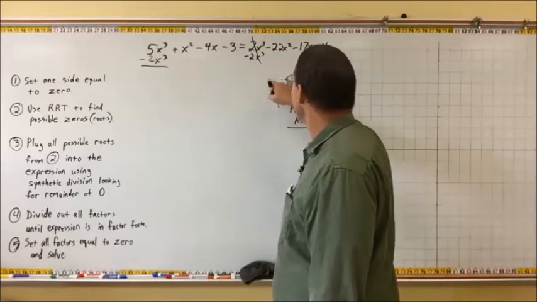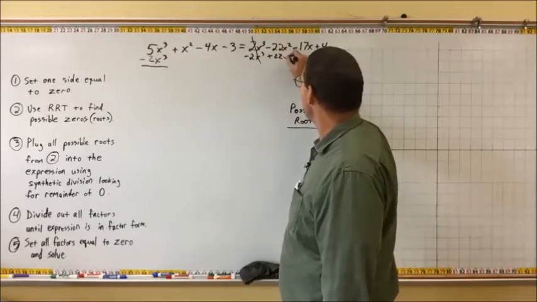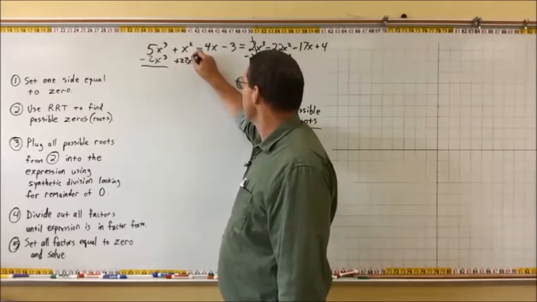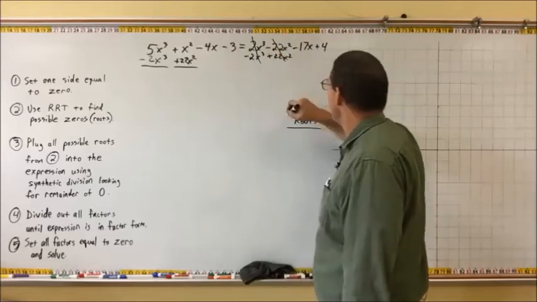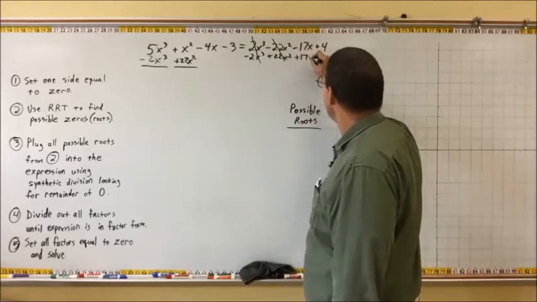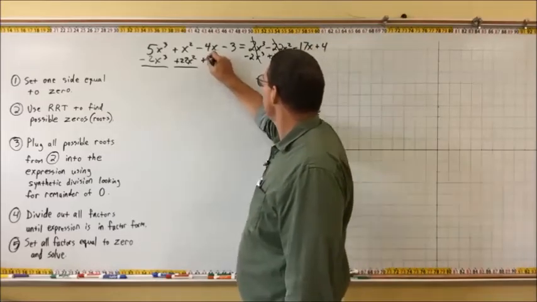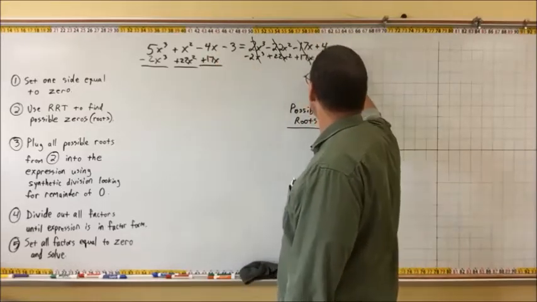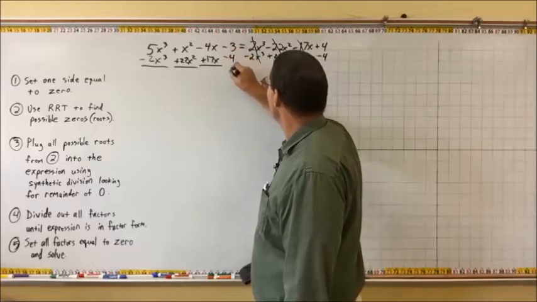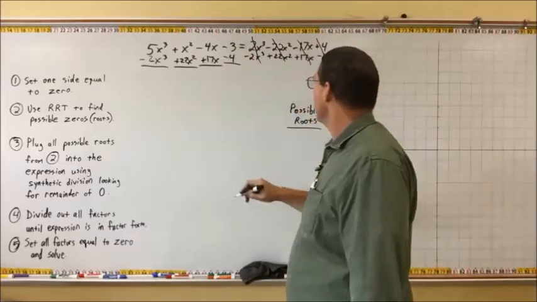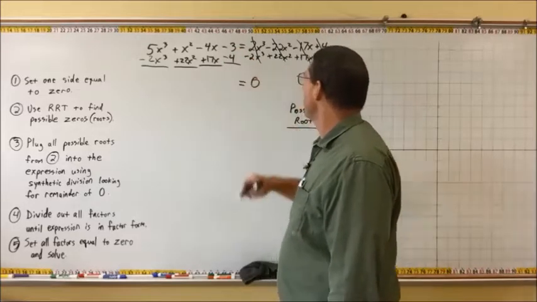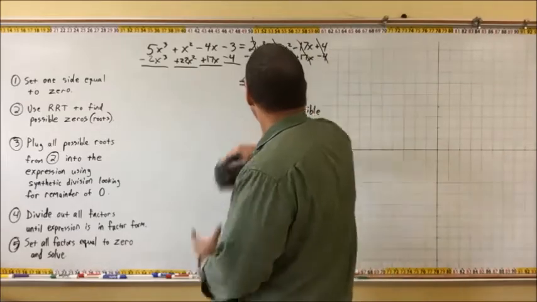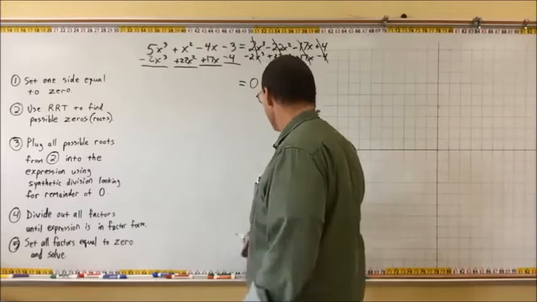That's going to cancel here. Then I'm going to add 22x squared here, and add 22x squared here. That's going to cancel over here. Then I'm going to add 17x over here and add 17x over here. That's going to cancel over here. Then I'm going to subtract 4 here and subtract 4 here. That's going to cancel over here, leaving me with 0 on this side. That looks like a 6, let's fix that. Leaving me with 0 on this side.